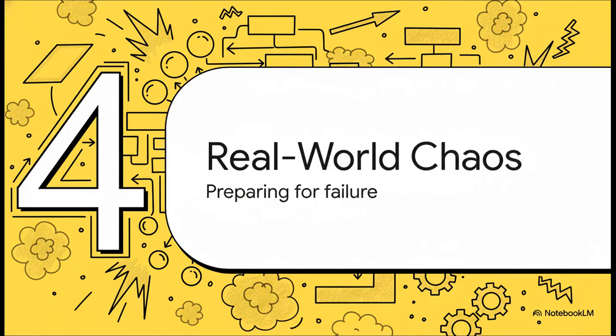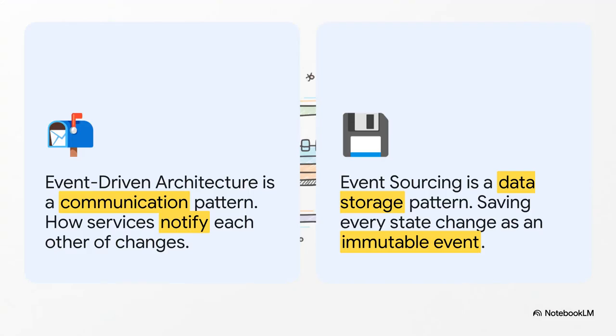All right, so you've found your boundaries, you're ready to build. Now we have to talk about messy reality, because the real world is chaotic and things will go wrong. So let's talk about how to design systems that are ready for that chaos right from the start. First, let's clear up something that trips a lot of people up. Event-driven architecture is not the same as event sourcing.